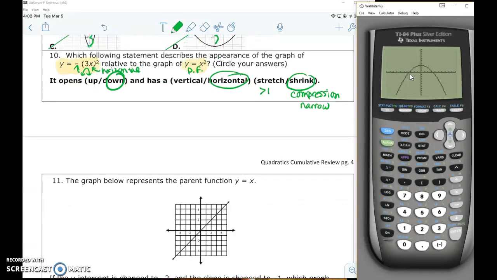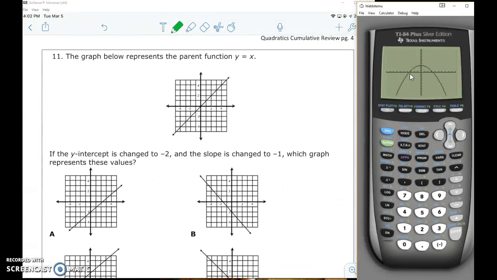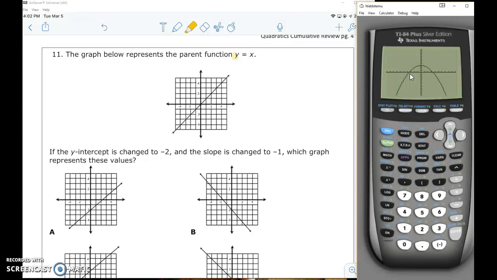Flip the page, take a look at number 11. The graph below represents the parent function y equals x. So this is the linear parent function. If the y-intercept is changed to negative 2, I'm going to make that change on my graph, and the slope is changed to negative 1. So I'm going down 1 and to the right 1. Which graph represents these values?